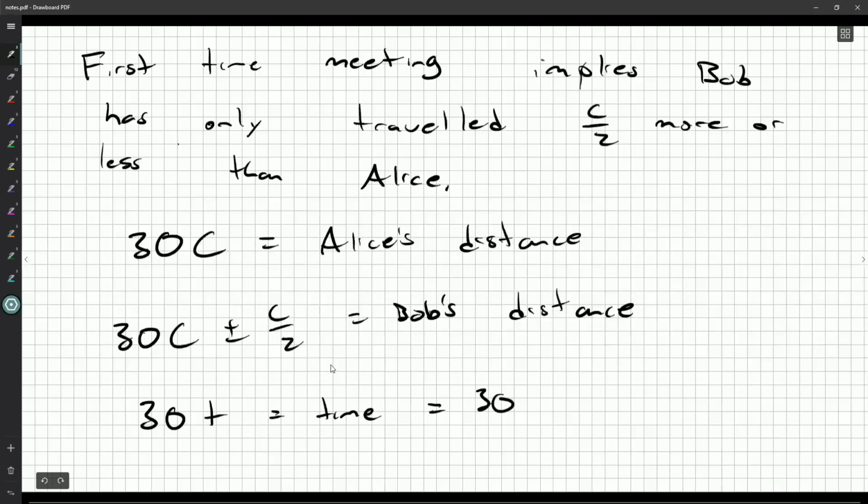but that also must be the same as, well, how long has Bob been traveling? Well, 30 for each lap he goes, plus or minus this half lap that he must do. So this is 30 times 60 plus or minus 1. Divide by 30 on both sides. T is going to be 60 plus or minus 1. So T is 59 seconds or 61 seconds. And there we go.